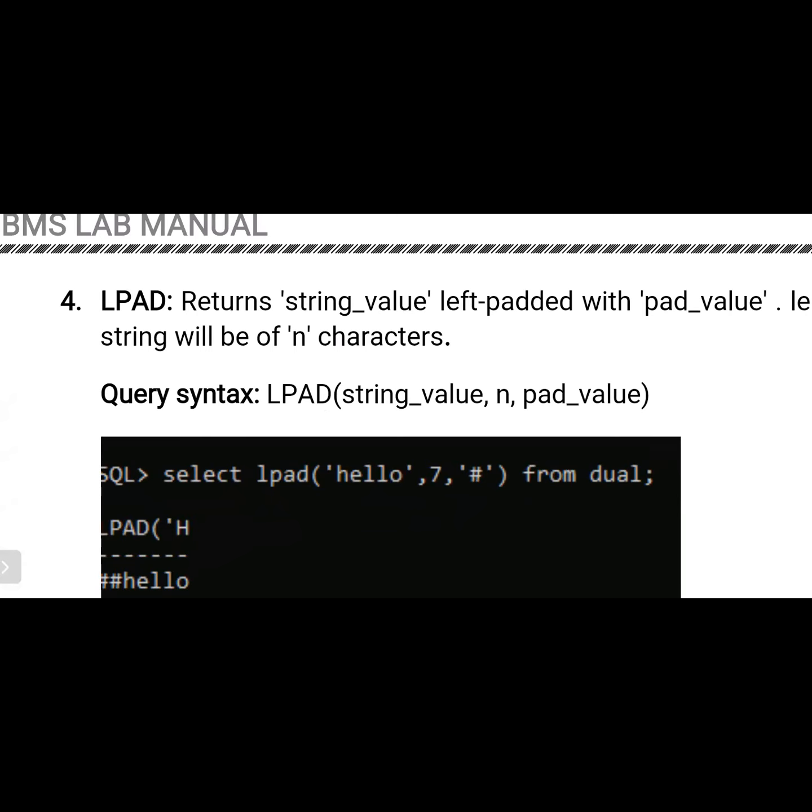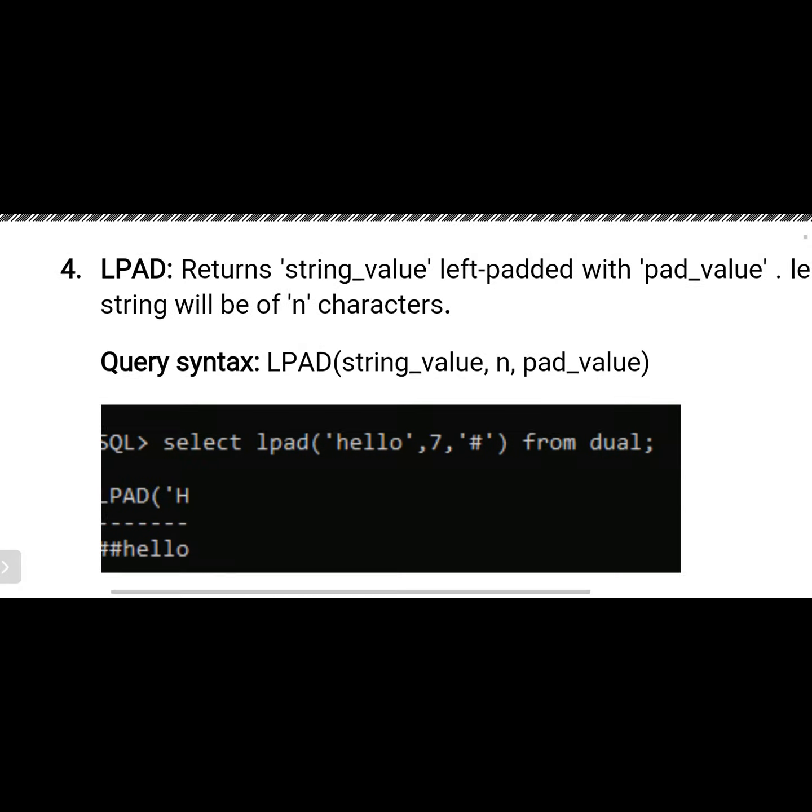If you observe here, SELECT LPAD('hello', 7, '#'). Here n represents the total length of the characters, which is 7, and we are adding the hash. But we are already giving hello, so we only replace two characters. Those two characters are not replaced, but added to the given string. Double hash is added to the hello.